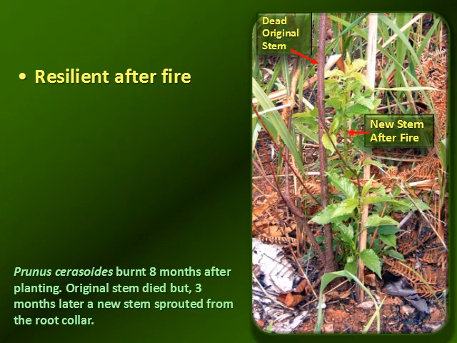You see in this photograph here, this is Prunus ceresoides. It's a wild cherry species, and this is a seedling that was burned around about 8 months after planting. You can still see some of the black and ash here. This is the original stem here. It's dead, but from the root collar you can see some very healthy sprouts, about 3 or 4 stems coming. 3 months after pretty much killing all the above ground parts of the tree, you have the potential for a new tree already springing up.